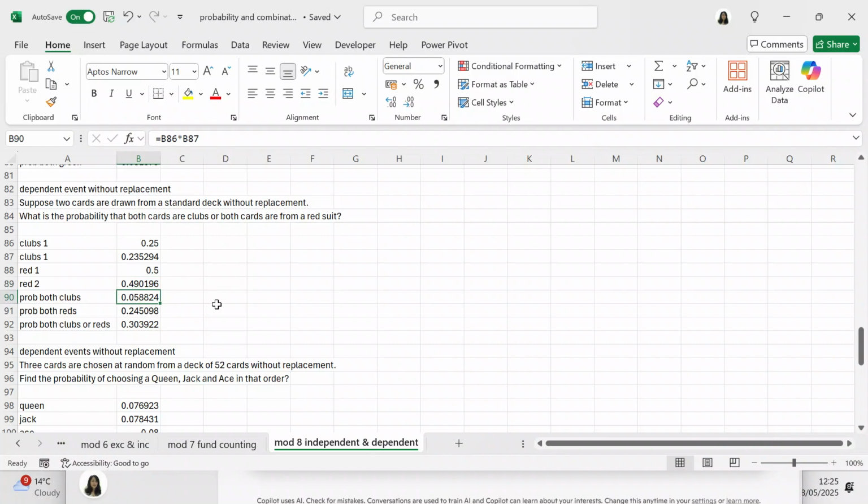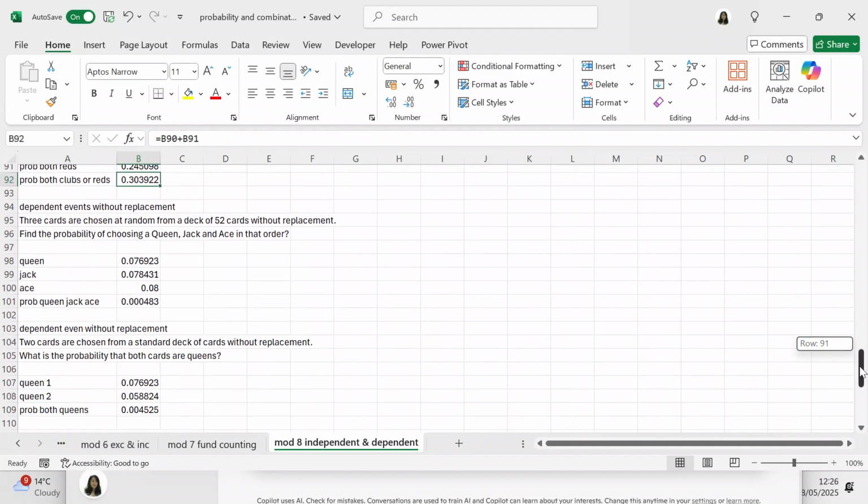Probability of both clubs is going to be 5.8824% because it's club 1 times club 2. Probability of both reds is going to be red 1 times red 2, so it's going to be 24.58%. And the probability of both clubs or both reds is going to be both clubs plus both reds. It's going to be 30.39%. So you notice that whenever you see the or, it's an addition. And whenever you see the and, it's a multiplication.